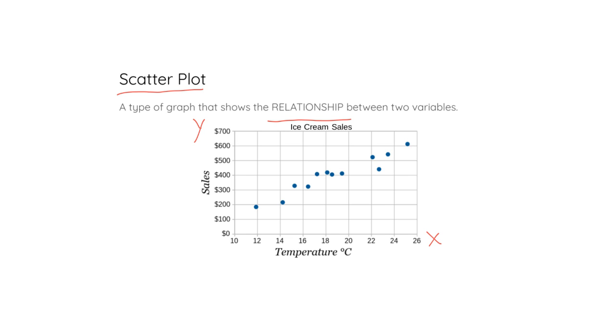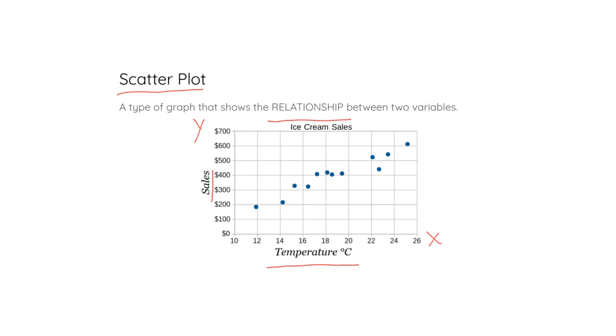If you look at this graph here, it's a scatter plot, and you will notice that it has some key features. It has a title that tells you what it is showing. In this case, it's showing ice cream sales. It has an x-axis, in this case that's temperature, and a y-axis, in this case that's sales.